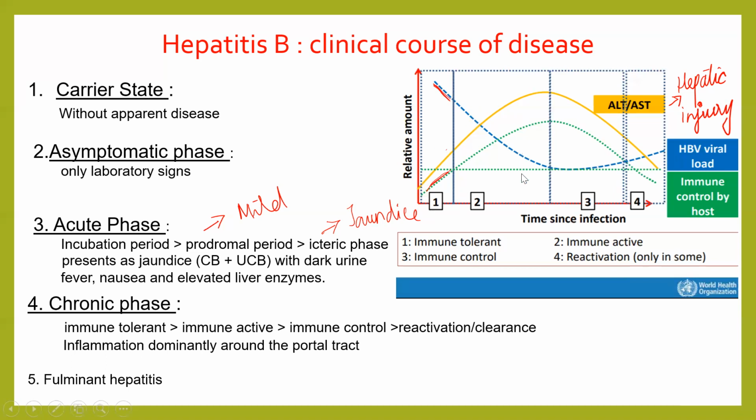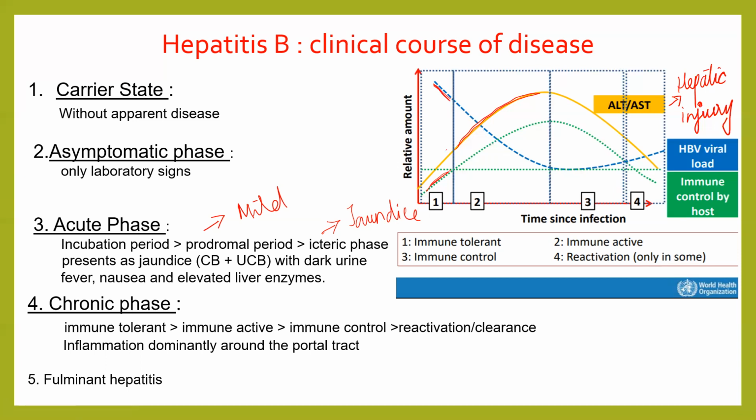In the immune active phase, the immune system takes over, and therefore we can see a rise in ALT and AST because they are markers of hepatic injury. And we all know that the main cause of hepatitis in viral infections is not the virus itself, but the immune system. And so the virus slows down. And then we have the immune control phase, where a certain level of control is maintained between the virus and the immune system. And this is the longest phase that can be maintained.